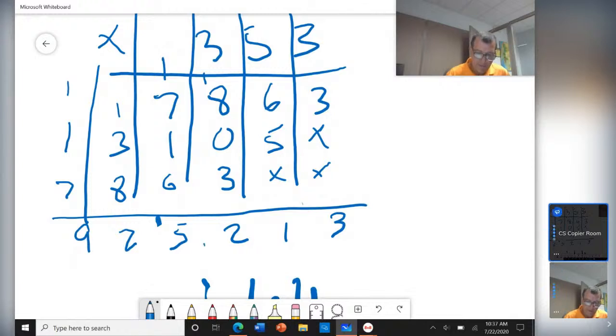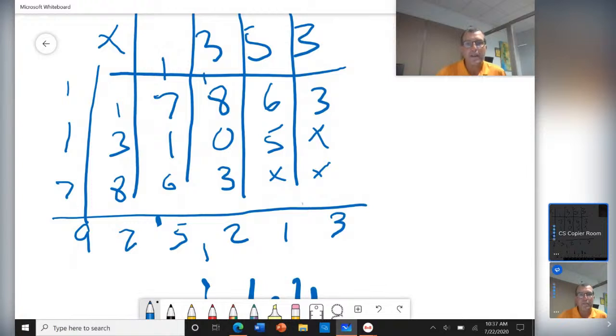So this one we've got 925,213. Okay. So you guys, the biggest thing, if you need the lines, it's certainly okay for you to put them in there. We're trying to get the right answer.